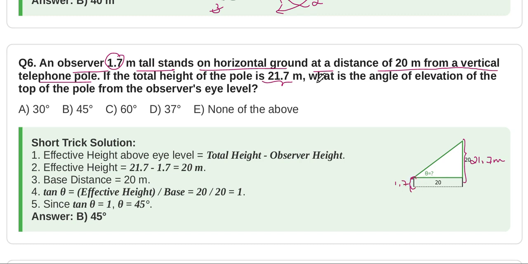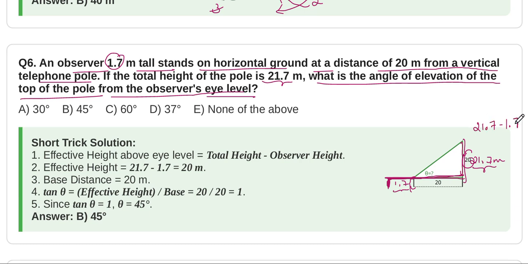What is the angle of elevation of the top of the pole from the observer's eye level? So this is the observer, 1.7 meters tall. Eye level means like this from here. The total height of the pole is 21.7. If we remove the height of the observer, which is 1.7, we get the remaining height: 21.7 minus 1.7, which is nothing but 20.